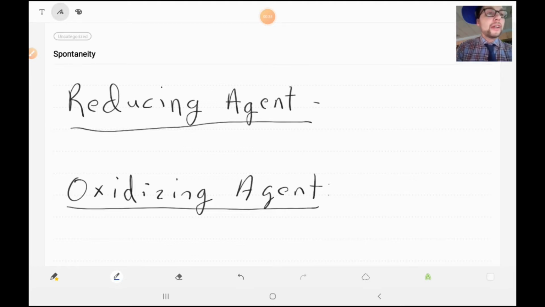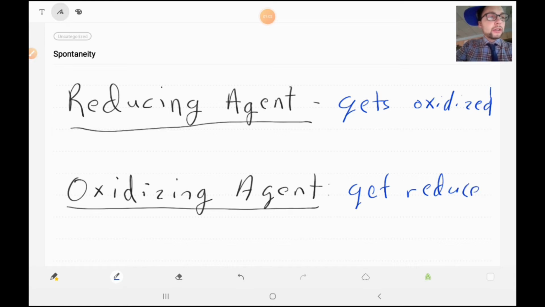Remember that reducing agent actually gets oxidized, right? So if you see the oxidation number increase, meaning become more positive, then you know that it's a reducing agent. Or if you're writing it the half reaction style, if you see the electrons on the product side, you're dealing with a reducing agent. Now, the oxidizing agent is going to be the opposite. It's going to get reduced. So you would see your oxidation number go down, or if you're dealing with the half reactions, you would see the electrons on the reactant side. Sorry, I meant the reactant side, not the product side.